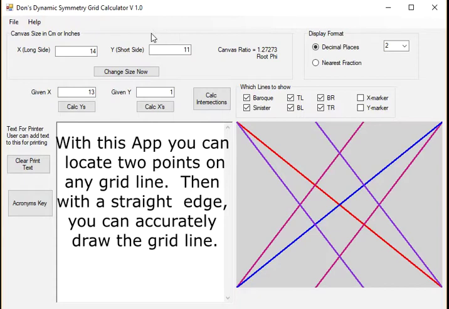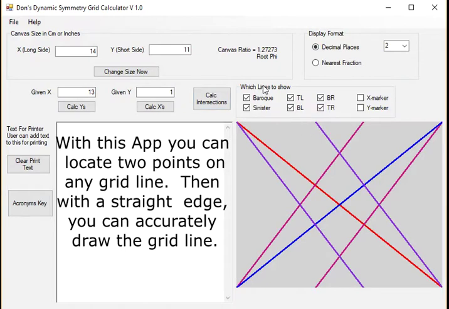If we take a look at this, what we have in this area is the size of the grid. Right now I've got it set for 11 by 14. Over here I can select whether I want the numbers to be printed out in decimals, and I can control the number of decimal places, or if I want them in fractions, and I can list what the smallest fraction interval is going to be.